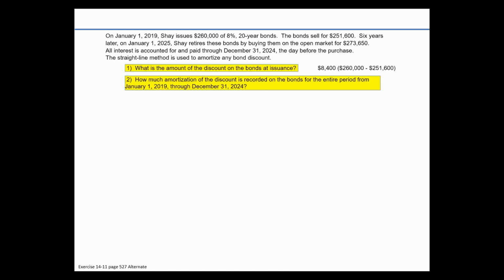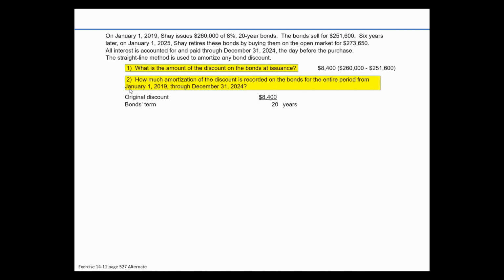So first of all, we need to figure out what the bond discount was, because it was a $260,000 par value, but the bonds actually sold for $251,600. So we take $260,000, subtract $251,600 from that. You come out with that the amount of the discount at bond issuance was $8,400. So then you can figure out how much the amortization of the discount is recorded for the bonds from the entire period from January the 1st of 2019 to December 31st of 2024.